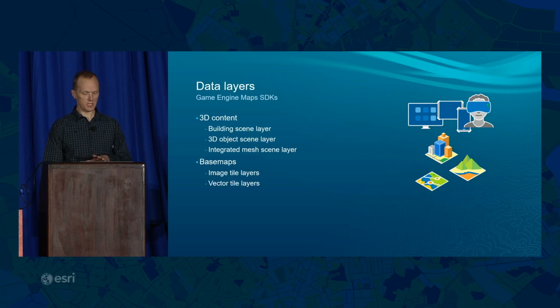To provide geographic context, we support different types of base map, image tile base maps and vector tile base maps. And then there's 3D terrain, so the elevation or terrain that your content is draped over.